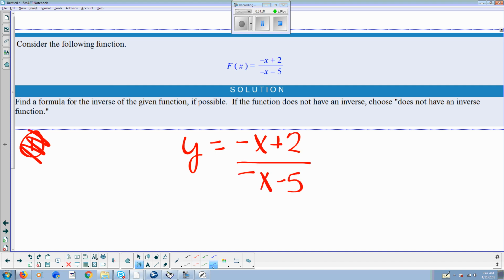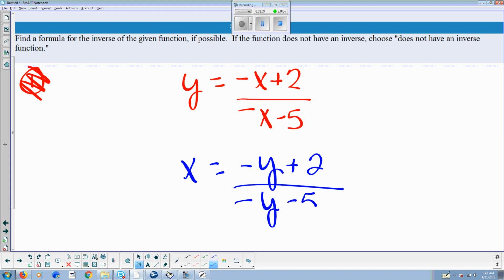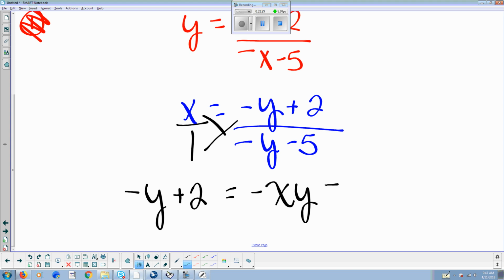Step 2, switch your x's and your y's. All your y's become x's, all your x's become y's. Step 3, solve for y. Put a 1 under it. I'm going to cross product here. That gives me -y plus 2 equals -xy minus 5x.